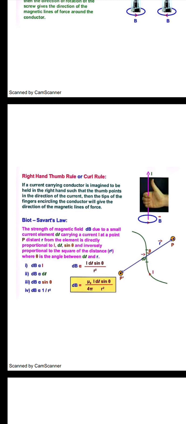So it depends upon theta also, but it is a perpendicular component, so it will be taken as sin theta, and it is inversely proportional to the distance, because as the distance increases, the magnetic field will decrease. So as the distance increases from the point, the value of the magnetic field will be decreasing. The magnetic field at the point P will be larger only when it is near to the current element.